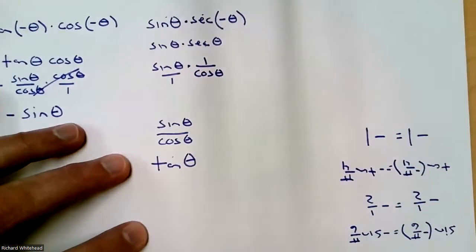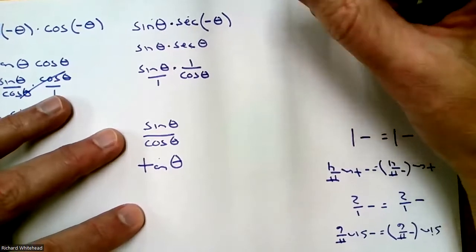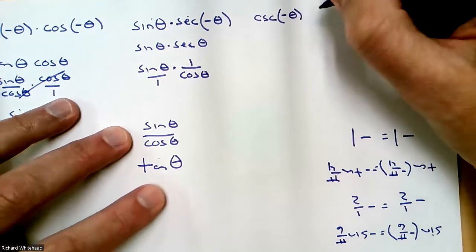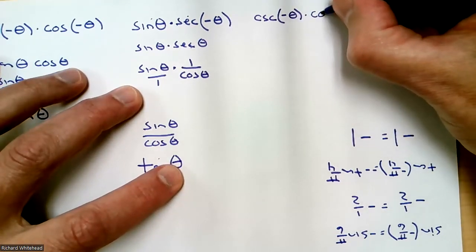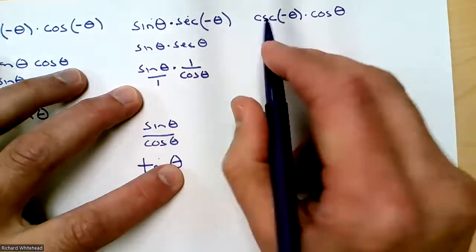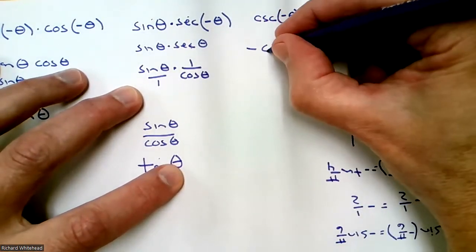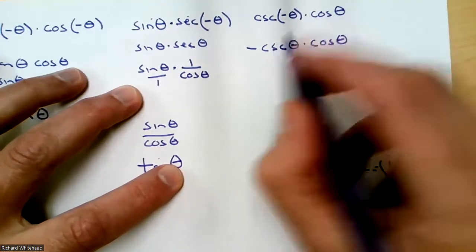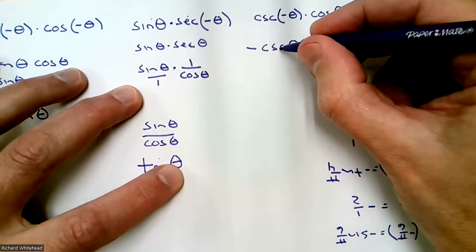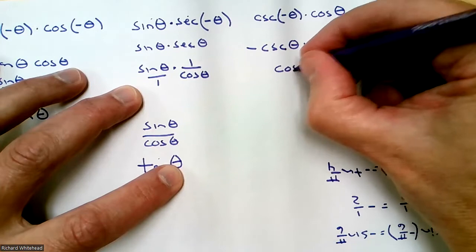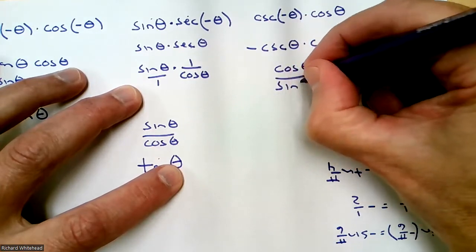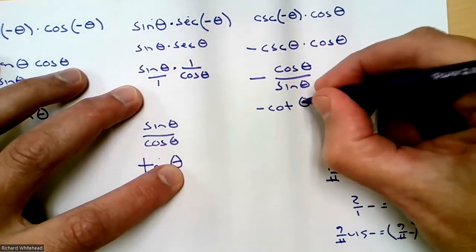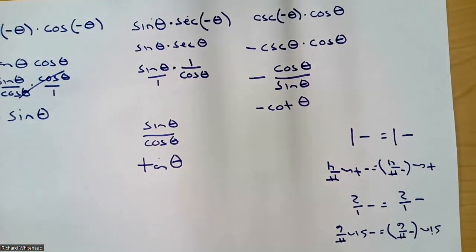Where do you want to go from here? Something like cosecant negative theta times cosine theta. Well, cosecant's odd, so the negative can come out front. And I'm going to do the shortcut here. Cosecant's the reciprocal of sine, so cosecant on the top is the same as sine on the bottom. Cosine over sine is cotan. So I'd end up with negative cotan.